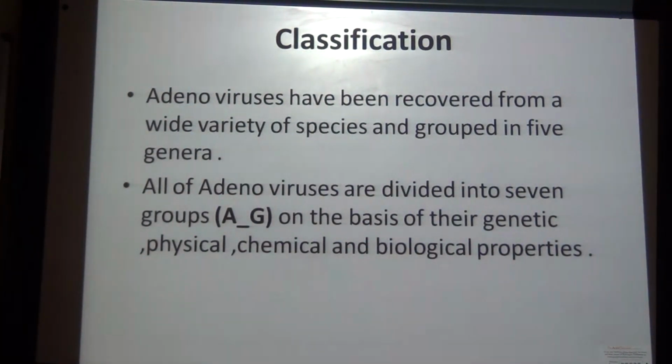Now the classification of the adenoviruses is that they are classified into 5 genera, and they are grouped A to G into various groups on the basis of their genetic, physical, chemical, and biological properties.